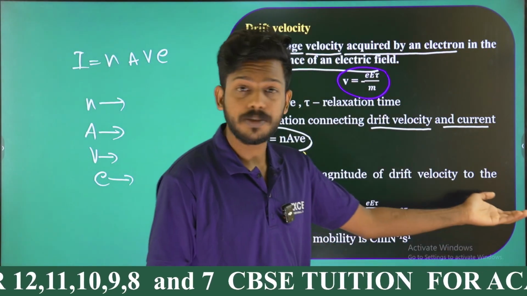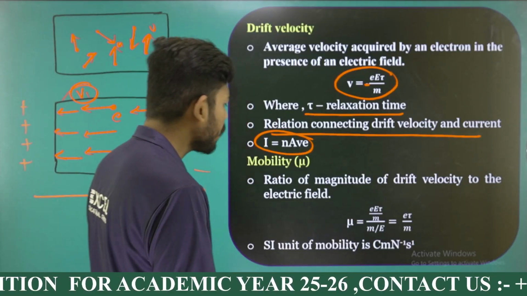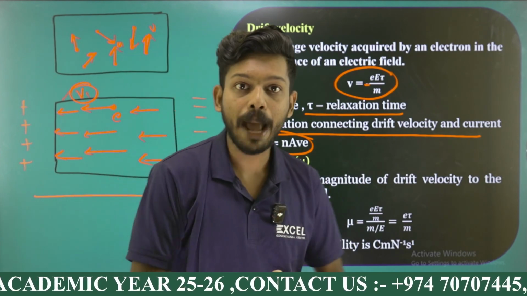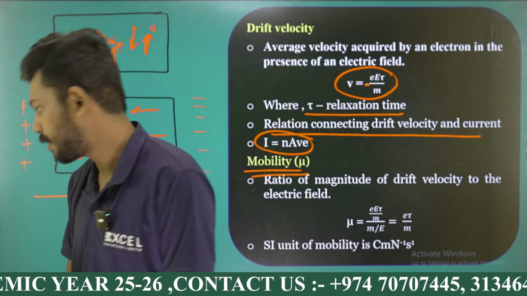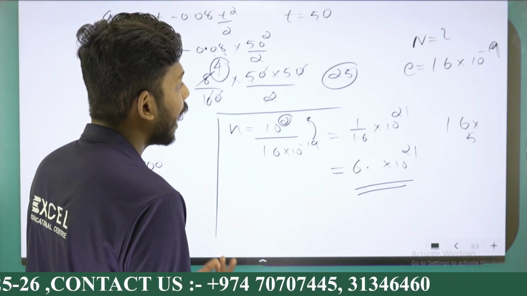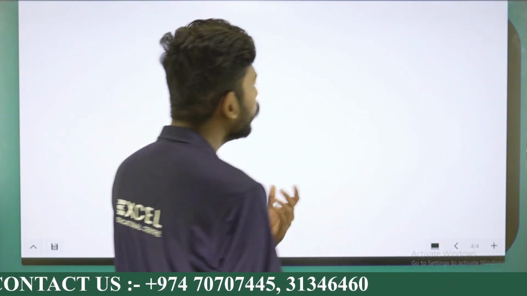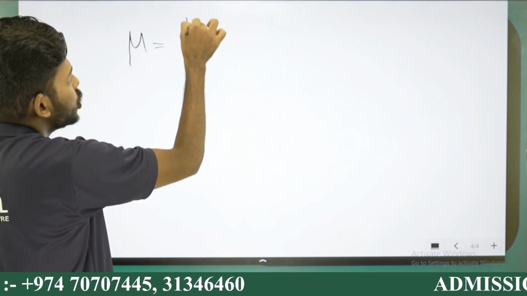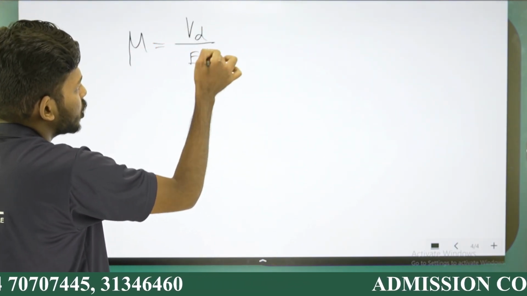There are a few questions we have to discuss in this topic. And there is another term called mobility. What is meant by mobility? Mobility in simple terms means the amount of movement, how will you move. So mobility is the ratio of drift velocity with respect to electric field.